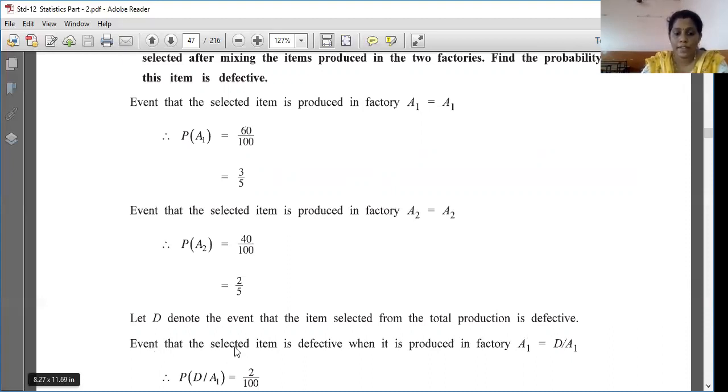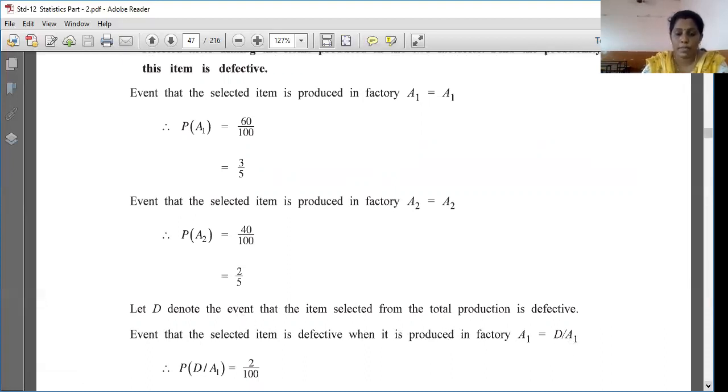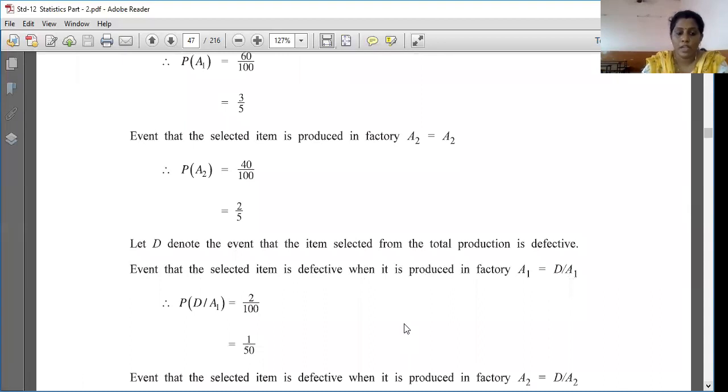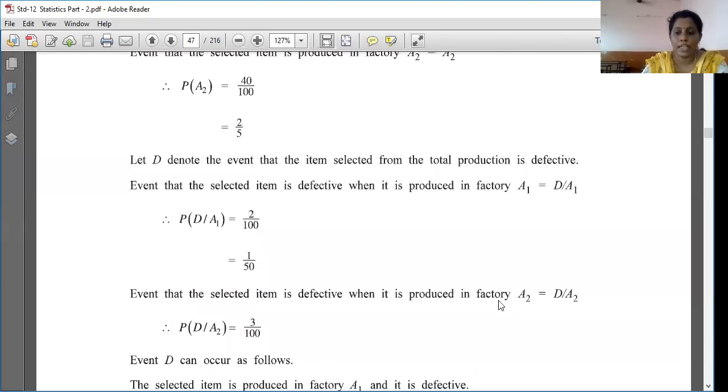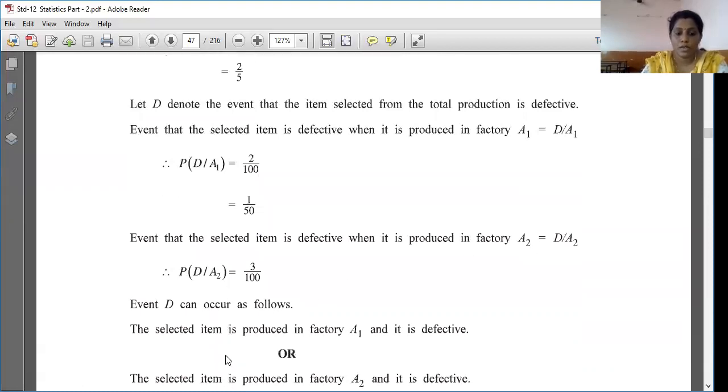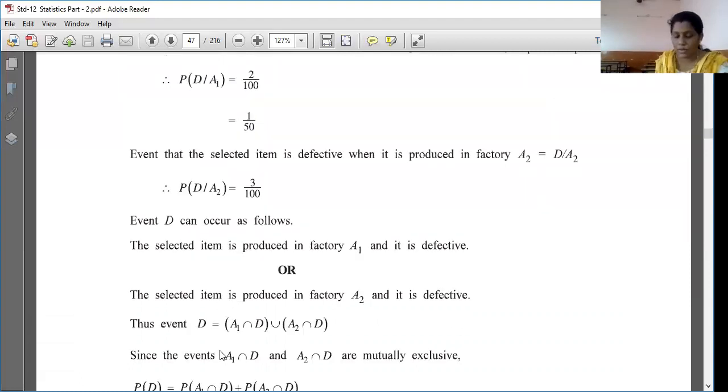Okay, so the event that the selected item is defective when it is produced from factory A1 is D upon A1. Under a condition, conditional probability D upon A1. P of D upon A1 is 2 upon 100, that is 1/50. For the selected item produced in factory A2, D upon A2 is 3 upon 100. So that is the condition they told.